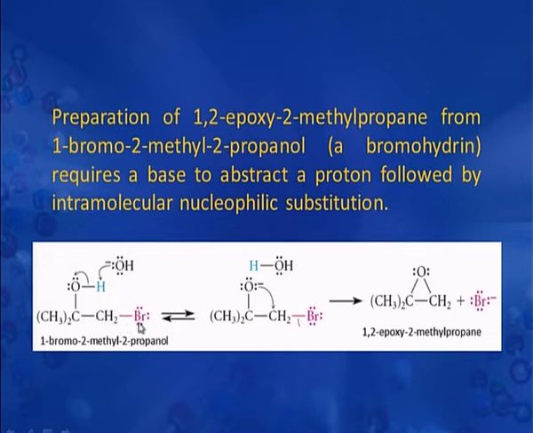You can see here it is 1-bromo and 2-methyl 2-propanol. At position 2 we have a hydroxy group, at position 1 we have a bromo group. So, here first there is formation of alkoxide by abstraction of proton. The second step is the attack of negatively charged oxygen, or you can say alkoxide, on the electron deficient carbon, and there is formation of 1,2-epoxy 2-methyl propane.